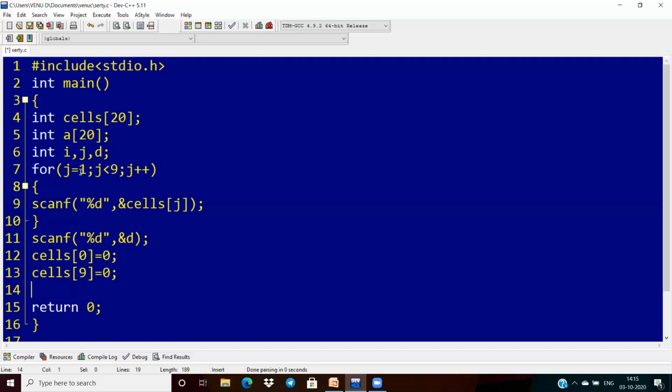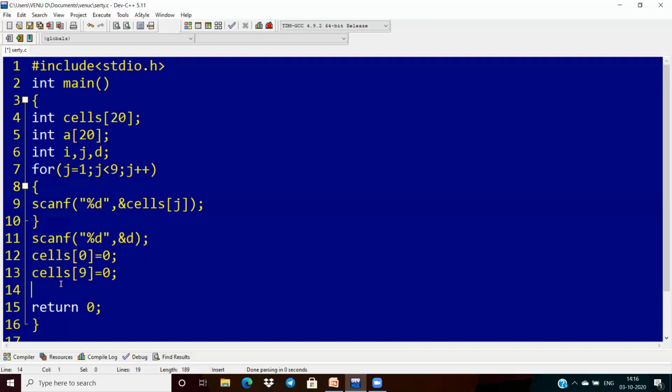So why? If I want to get the updated status of the first cell, I must know its neighbor. And if I want to update the cell 8 value, then I must know the right neighbor. So that is why I'm initializing both of these values with 0. It represents inactive states.